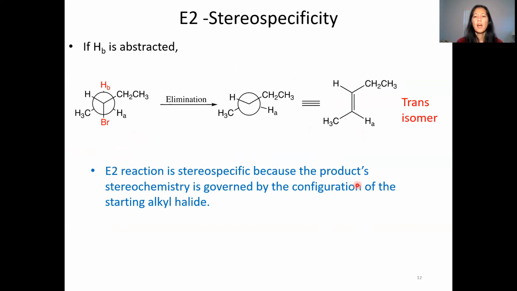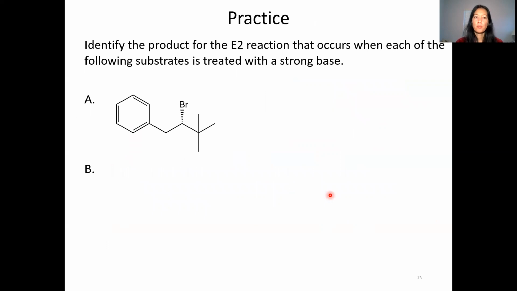And it's actually configuration that is the better term, because it does depend on where they are in space, up, down, dash, wedge, that sort of thing. Okay, so let's just practice this. You are going to do 2 problems, and you are going to predict the product. So predict the major product that forms for an E2 reaction when both of these are treated with a strong base. So just pause here, work out these problems, and then come back and I'm going to go over it.